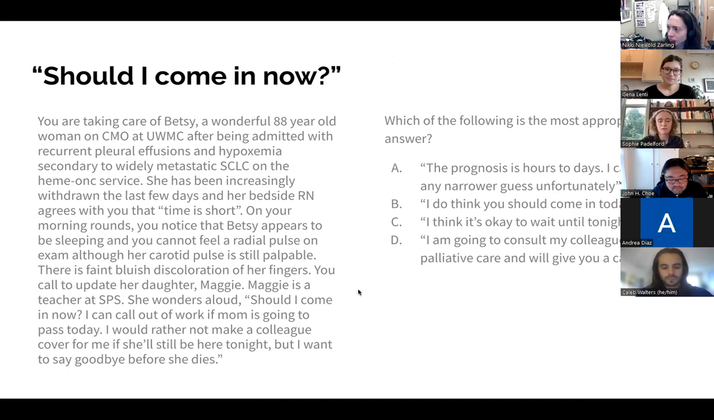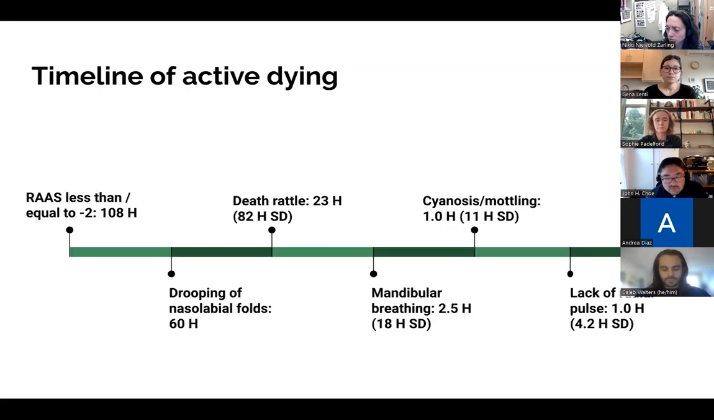All right, so the correct answer is you should probably recommend that the daughter comes in to see her mom, given her goal of being able to come in and see her before she dies. I'm going to share some of the specific information about the timeline that allows you to predict how close the patient is to death. You can't say 100% the mom is going to pass today, but I think it's very likely. So I think this is the most appropriate recommendation to make to the daughter.